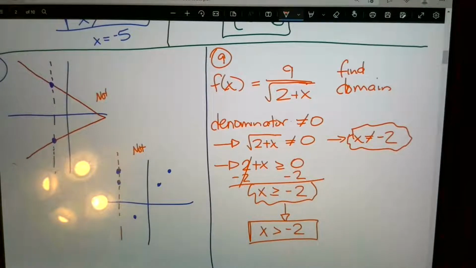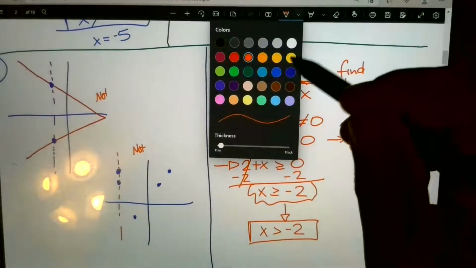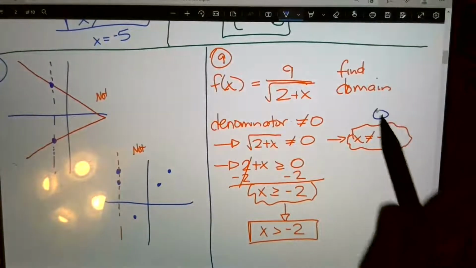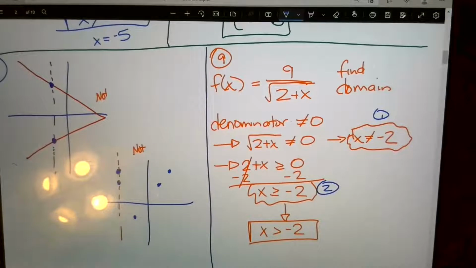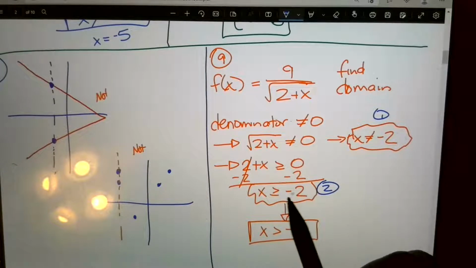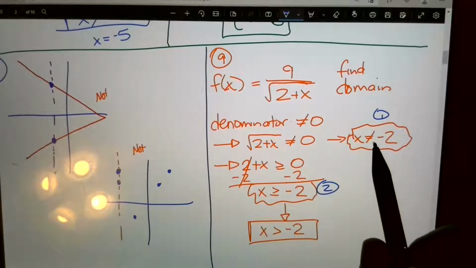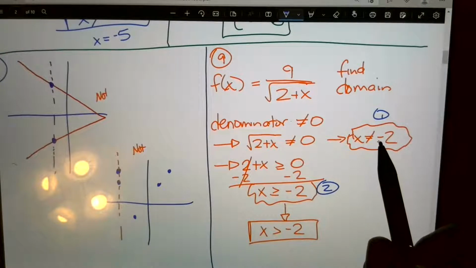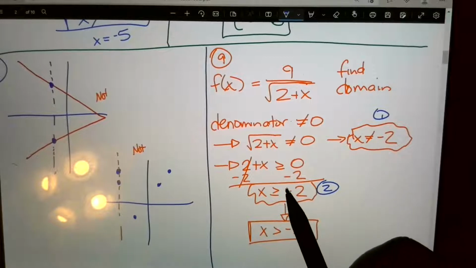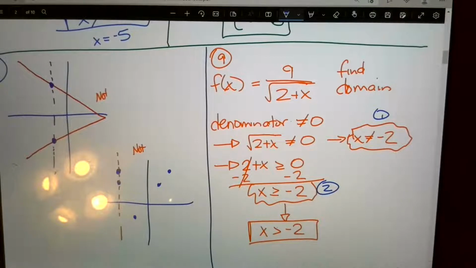Because I have two different domain restrictions, two different things that are affecting my domain, I have to take the more restrictive of the two. In this case, the only overlap is this is greater than or equal to negative 2. This is not equal to negative 2. So in other words, if it can't equal negative 2, that means I can't include the negative 2. So it's just greater than negative 2. I hope that isn't too confusing. But it might be. But I hope it's not.